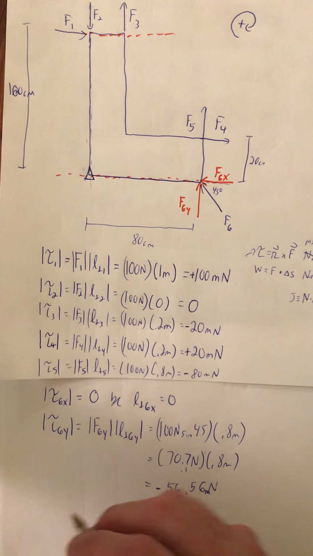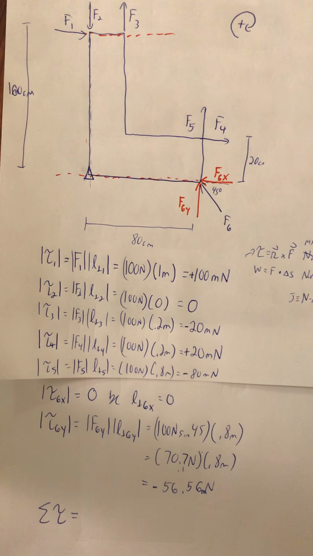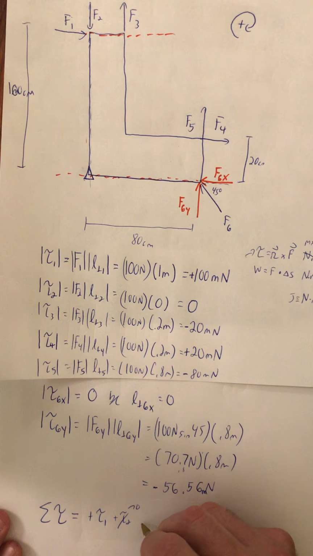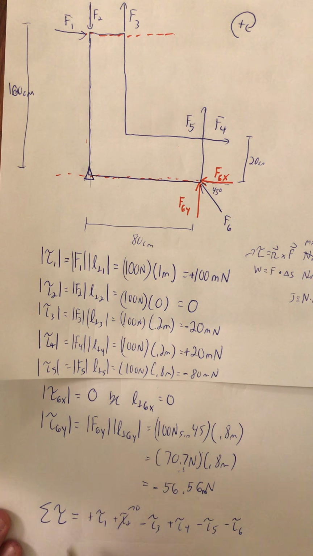One last thing I can talk about for today is the concept of net torque. Net torque is simply the sum of all the torques. So in this case, if positive is clockwise, that would be plus torque 1, and then torque 2 would not even be in this because it zeroes out, minus torque 3, plus torque 4, minus torque 5, and then minus torque 6 based on the way those act. Don't double up on the negatives here. 100 meter newtons minus 20 meter newtons plus 20 meter newtons minus 80 meter newtons minus 56.56 meter newtons.